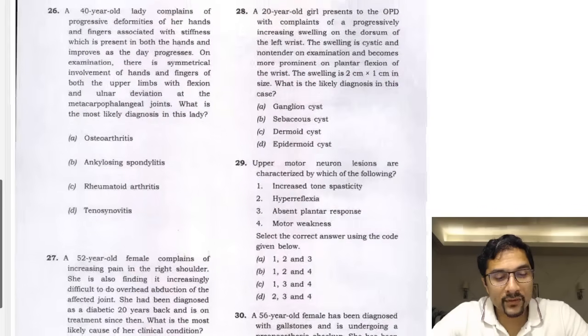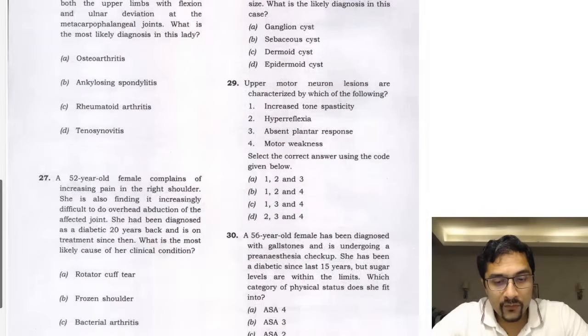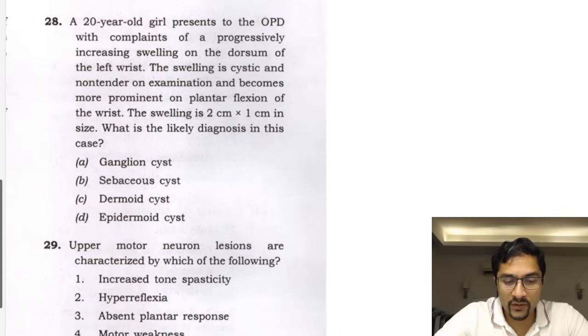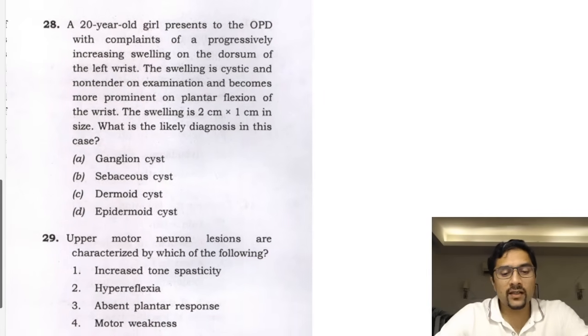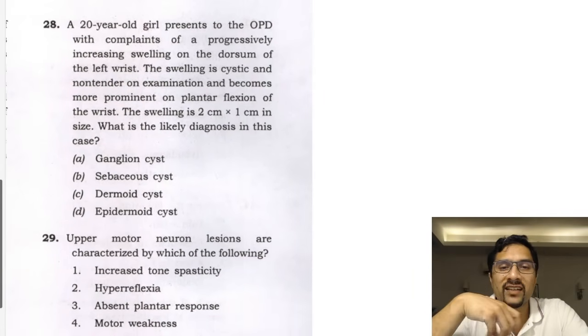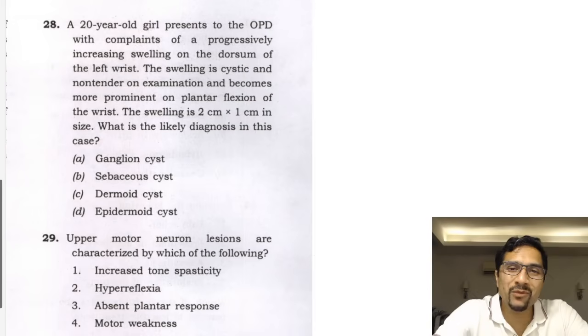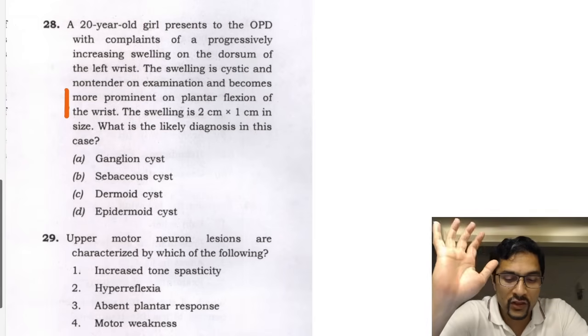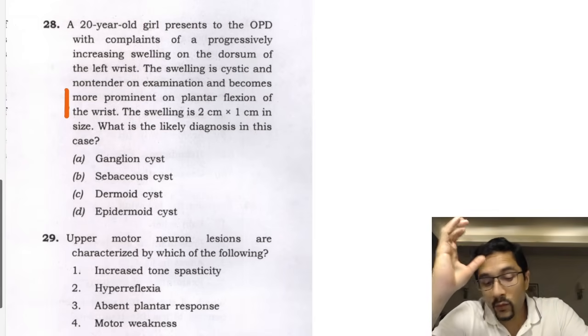Moving on to the next set of questions. This was a simple question. If you've been to the surgery OPD, I'm sure you would have seen this. A 20-year-old girl comes to the OPD with a progressively increasing swelling over the dorsum of the left wrist. The swelling is cystic, non-tender, and becomes more prominent on plantar flexion. The swelling is 2 into 1 centimeters.